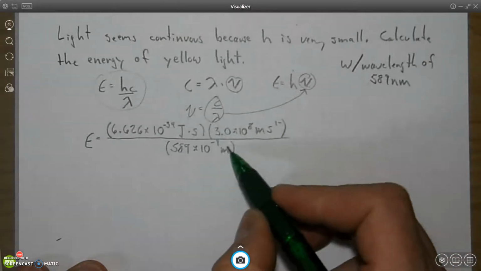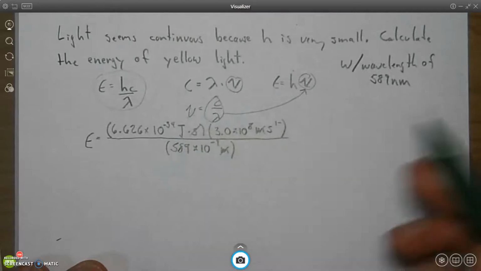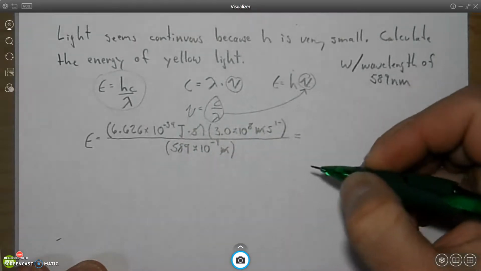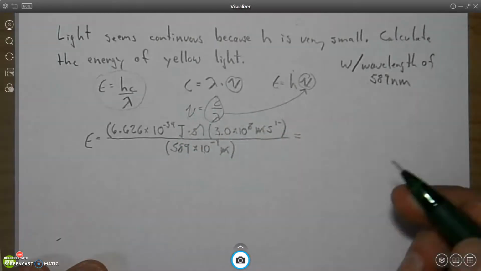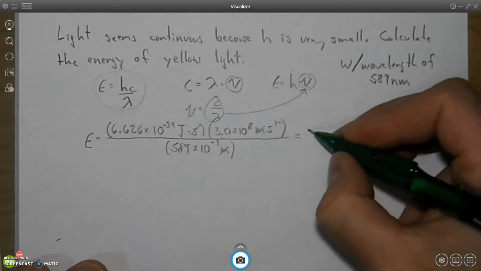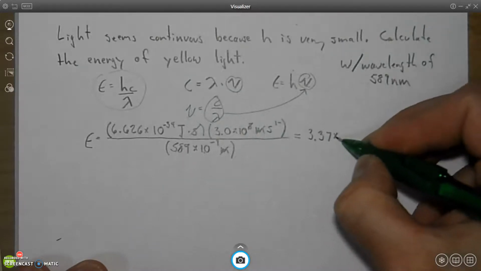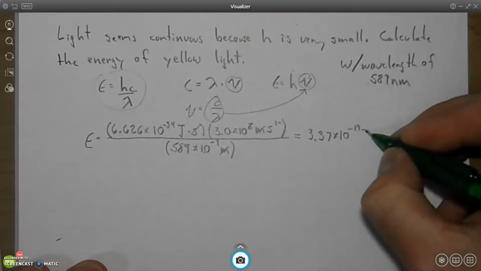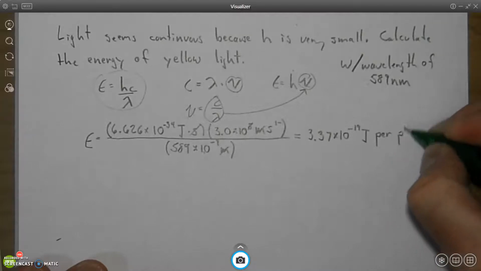And notice again, meters and meters will cancel out, and we're going to have an answer that is only in joules, which is energy. That works out. If we plug all this in our calculator, being careful with the whole scientific notation stuff, you will end up with an answer of 3.37 times 10 to the negative 19, which is very, very small, joules per photon. Every photon will have this amount of energy.